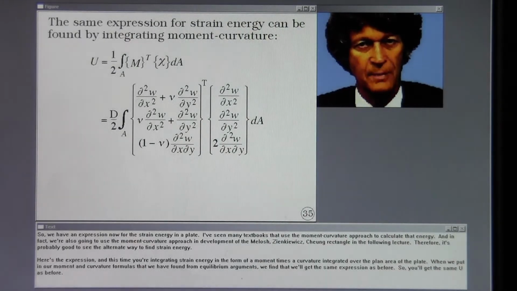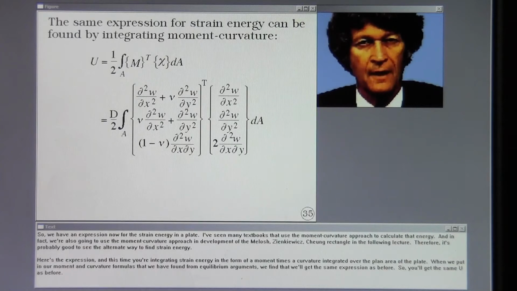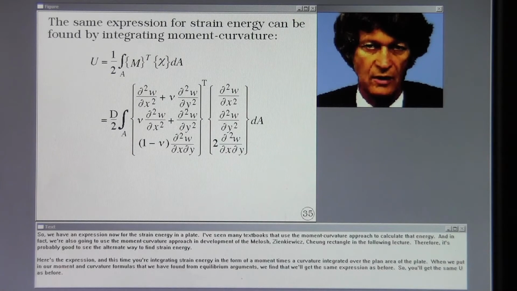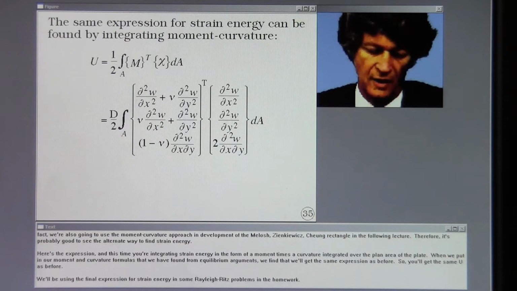So we have an expression now for the strain energy in a plate. I've seen many textbooks that use the moment curvature approach to calculate that energy, and in fact we're also going to use the moment curvature approach in development of the Marash-Zienkiewicz-Chung rectangle in the following lecture. Therefore, it's probably good to see the alternate way to find strain energy.